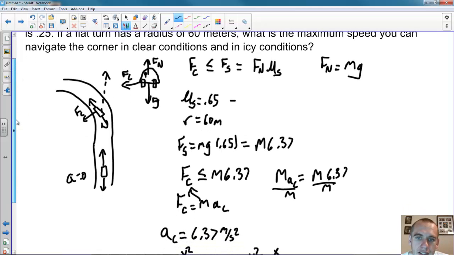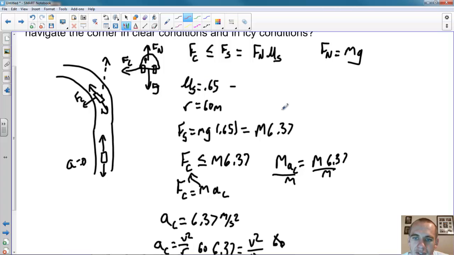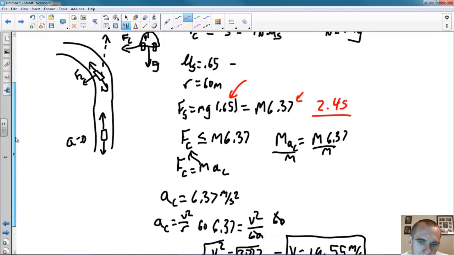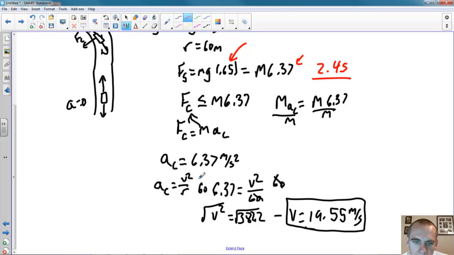What happens if we hit icy conditions? The only thing I have to do is go back in and change this. Instead of 0.65, it's 0.25, which changes 6.37 to 9.8 times 0.25, which is 2.45. Then down here, when I have centripetal acceleration equals v squared over r, I'm going to use 2.45 times 60 and square root that. And that gets me 12.12 meters per second.